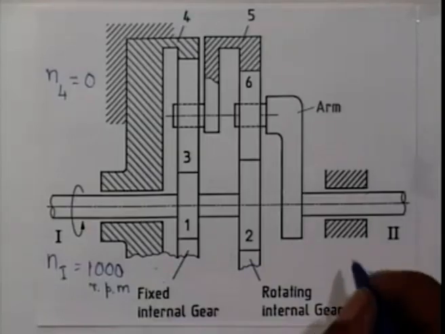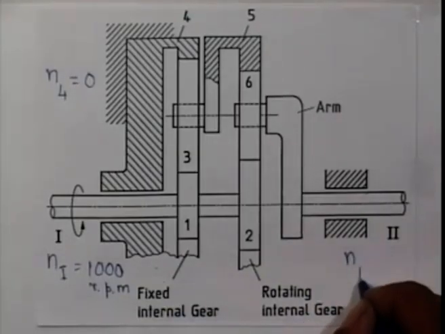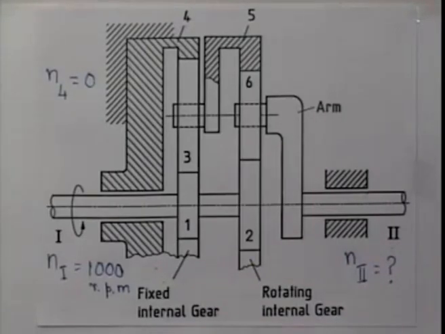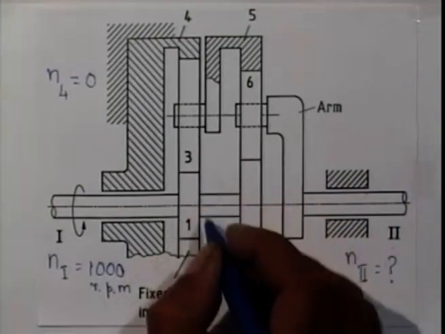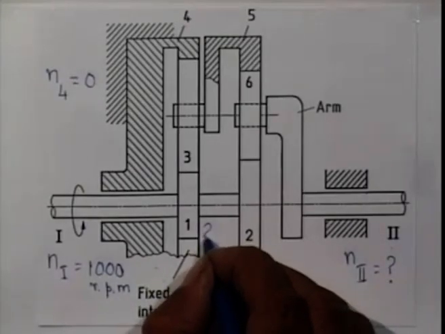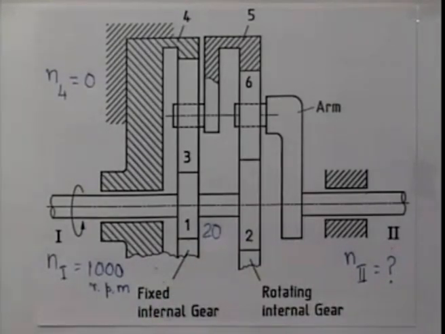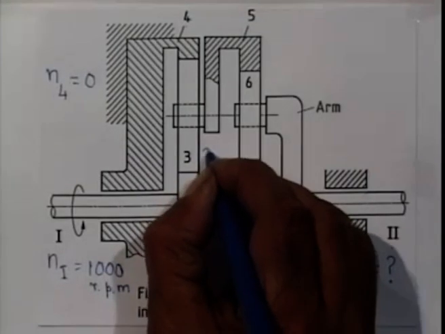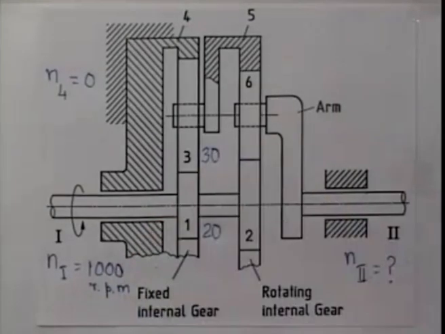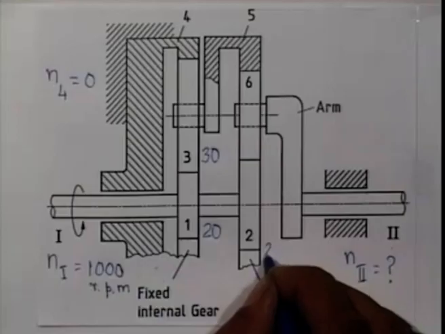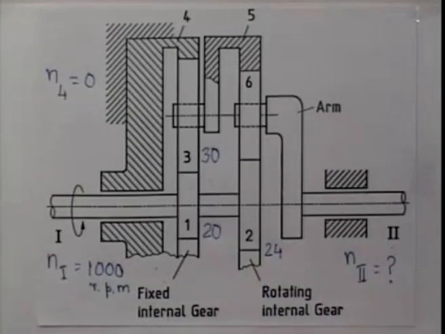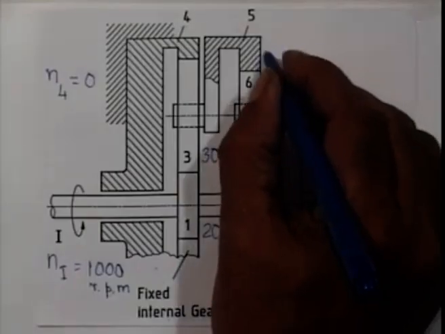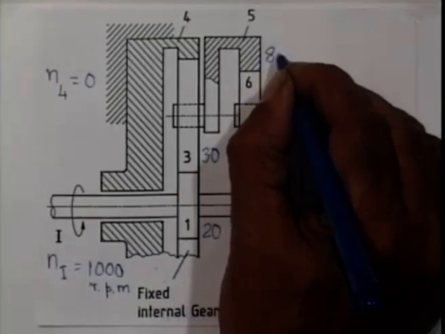We have to find out this output speed, which is N2. So that is the question. Obviously, the number of teeth on various gears have to be specified. Let me say the number of teeth on gear 1 is given to be 20. And the number of teeth on gear 3 is 30. Number of teeth on gear 2 is 24. And the number of teeth on gear 5 is 80.